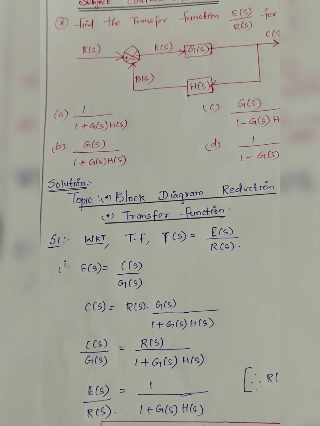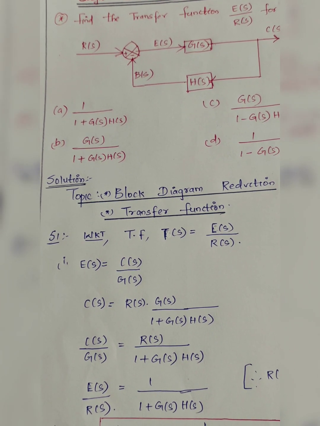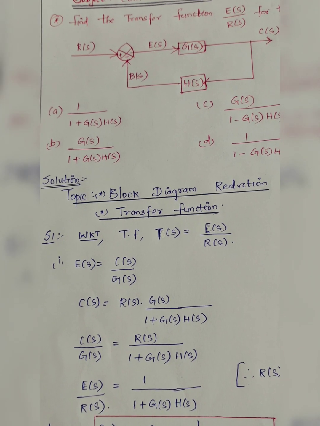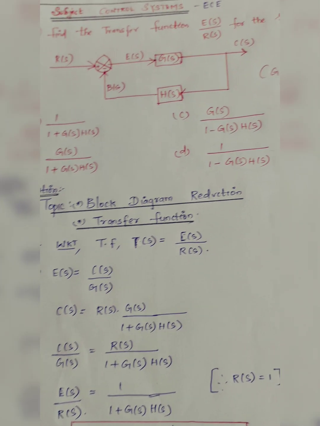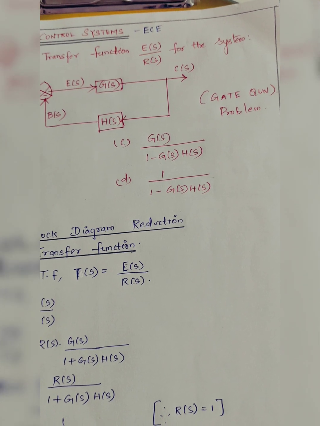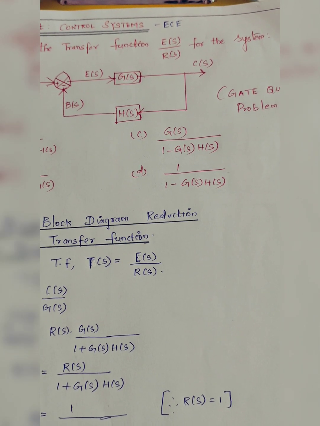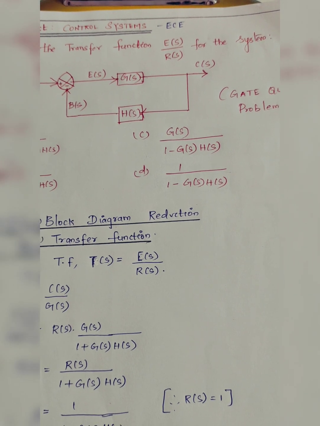Option A, 1 divided by 1 plus G of S into H of S. Option B, G of S divided by 1 plus G of S into H of S. Option C, G of S divided by 1 minus G of S into H of S. Option D, 1 divided by 1 minus G of S into H of S.